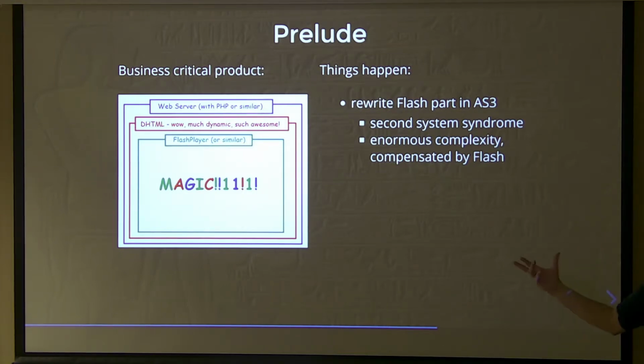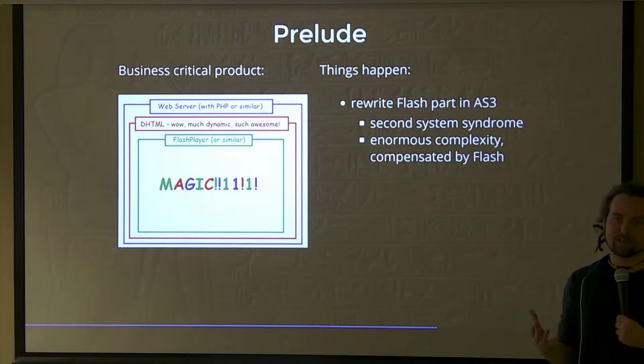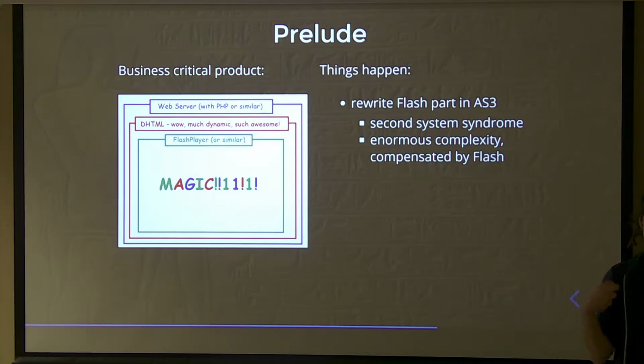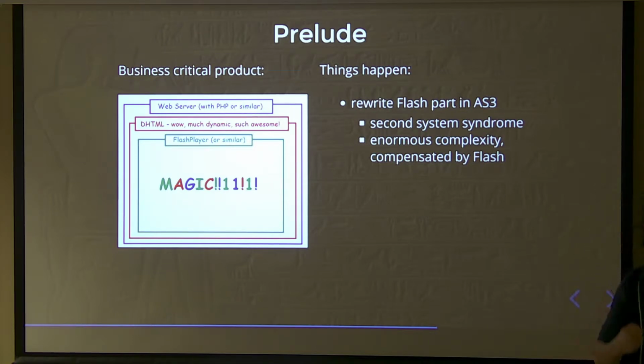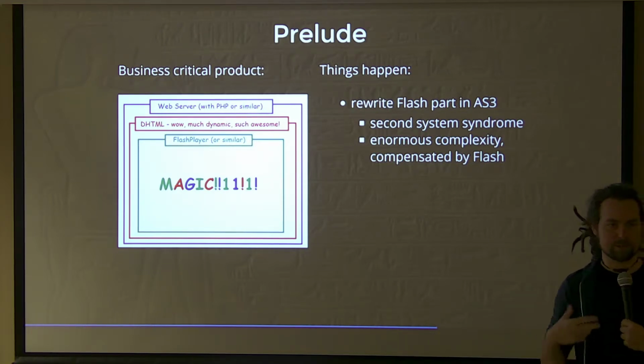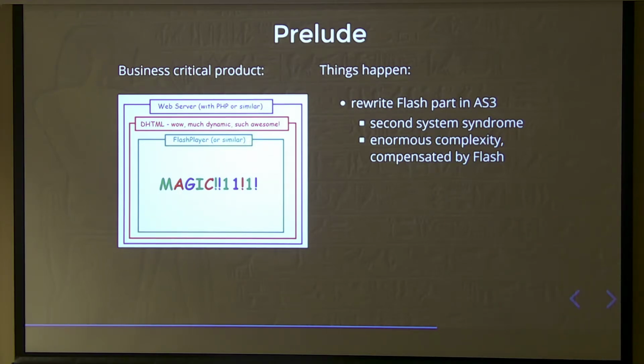people started to rewrite the whole thing in ActionScript 3. But it kind of got over-engineered, suffered the second system syndrome. Everybody tried to do all the good things at once. And the thing is, because it targeted Flash, people didn't really have to pay for it. Flash Player was actually really good at delivering user experiences really fast. It could stream code and execute it and all this kind of really cool stuff.